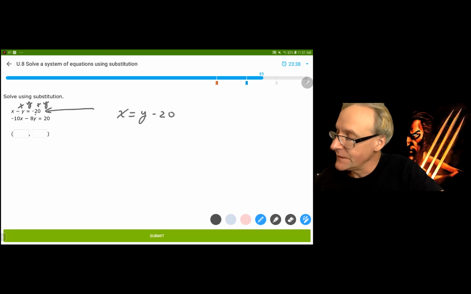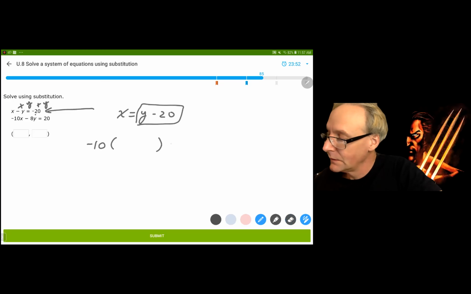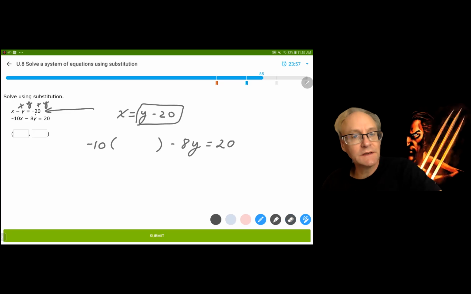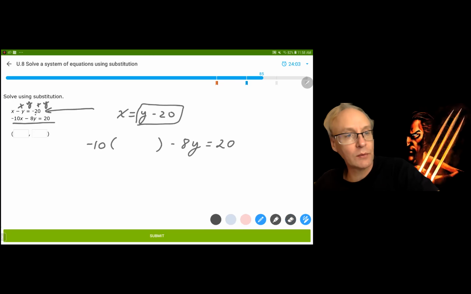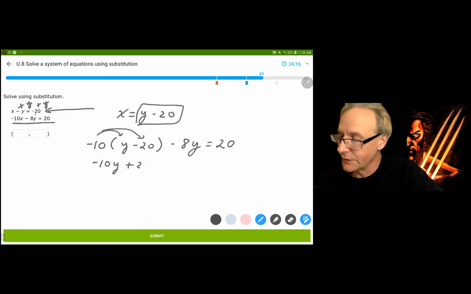Now I'm going to substitute this into my second equation right here. This says, my screen is slippery, so if I make a little error, it really messes it up. Hopefully this is clear what I did. What I did was I rewrote this second equation with parentheses instead of an x. And I'm going to put the y minus 20 in there. I do have to distribute this negative 10 to both parts. Negative 10 times negative 20 is 200.